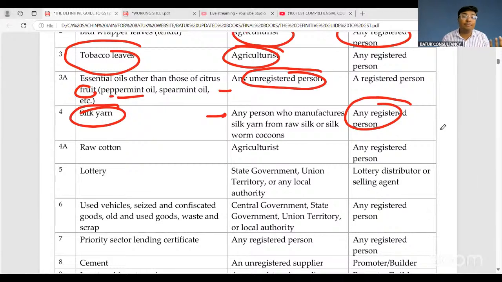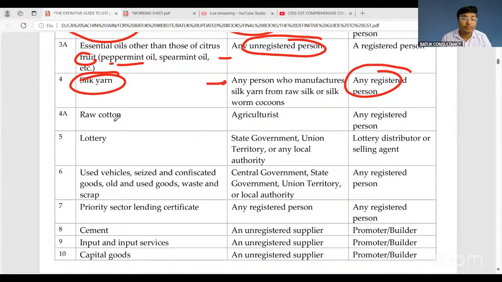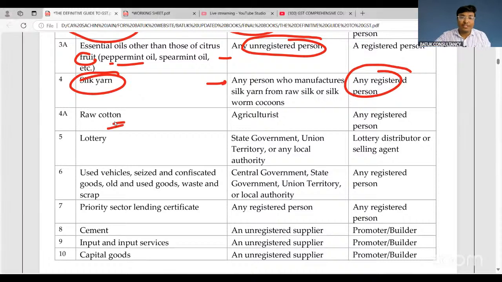Essential oils like peppermint oil and spearmint oil, these are the essential oils, you can say. We'll share you the list as well.